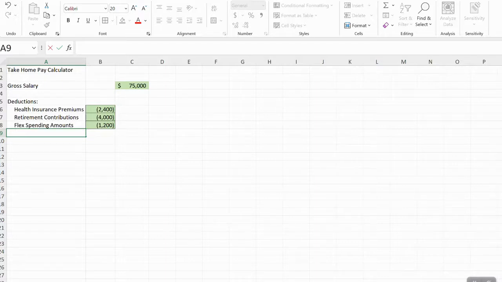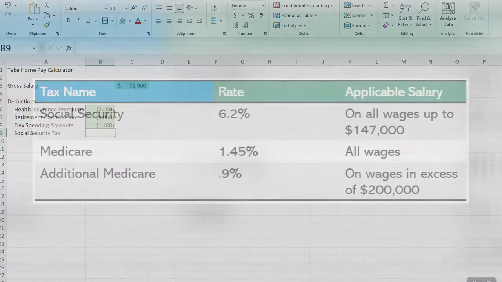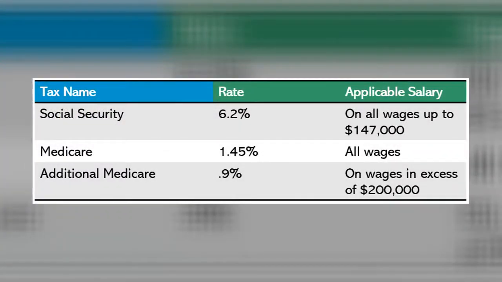So starting with FICA, the first type of tax is a Social Security tax. Before we get into calculating our Social Security tax, we need to know what the rule is. So Social Security tax in 2022 is 6.2%.